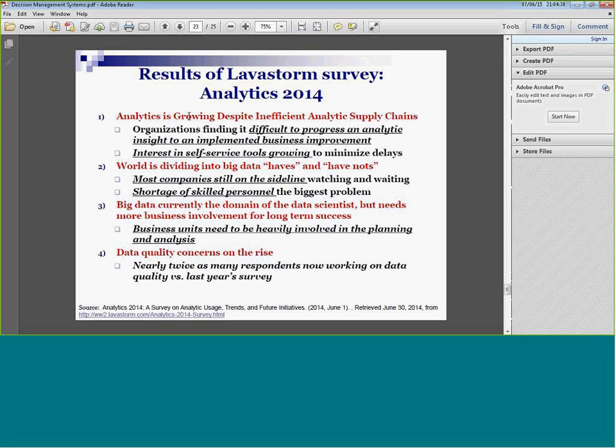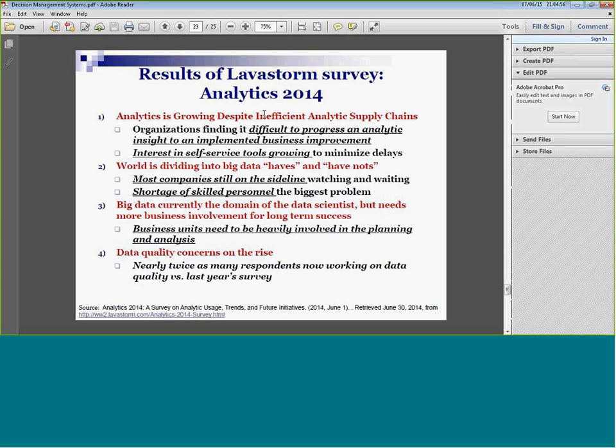And when I find a good one, I pay attention, because I have to shift the emphasis of what we're teaching to the things that are important in the real world. That's the bottom line. So anyway, analytics is growing despite inefficient analytics supply chains.